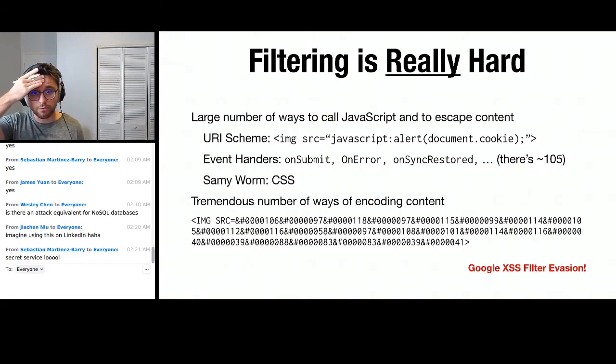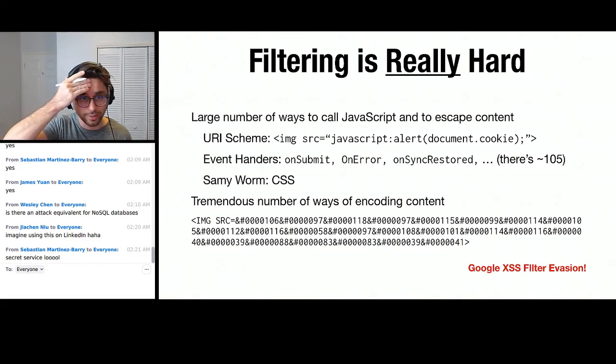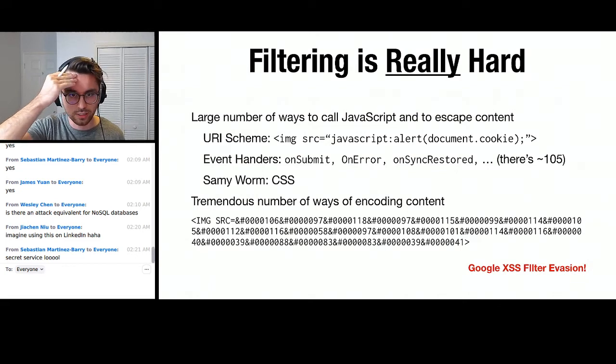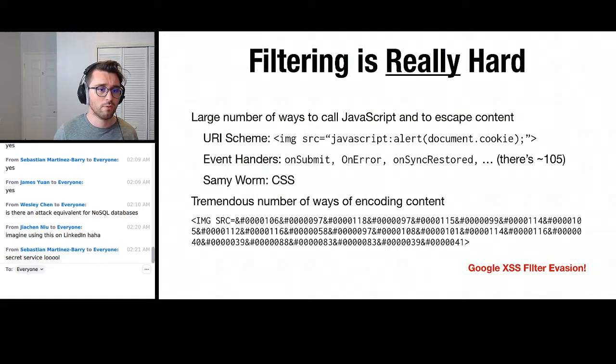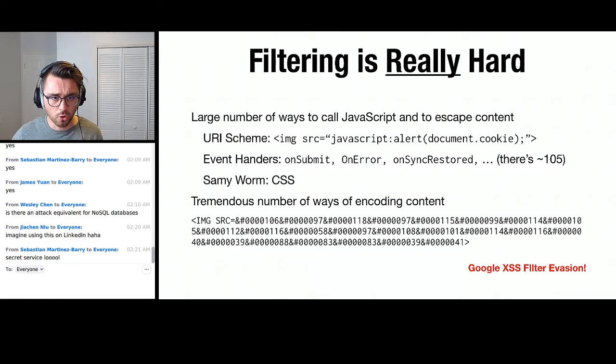Okay, so just to convince you that filtering is really super duper hard. The reason this is the case is there's tons of ways to call JavaScript. I'm still scared of trying to do this, and I've worked on this kind of problem for a decade or so, or maybe even more. You can have URI schemes that contain the JavaScript inline. You can have all kinds of on-event handlers, from on-submit, on-error, on-sync-restored, and there's way more than 105.